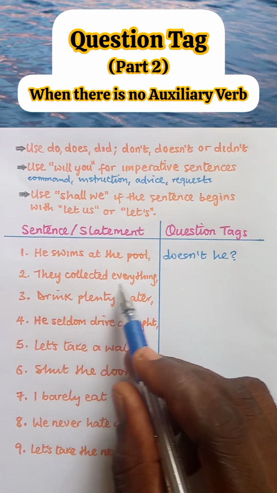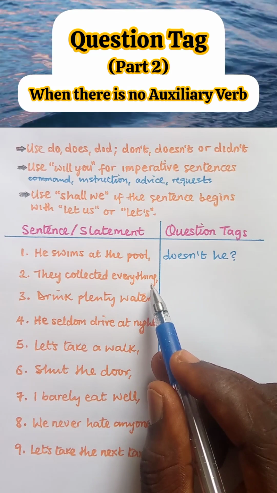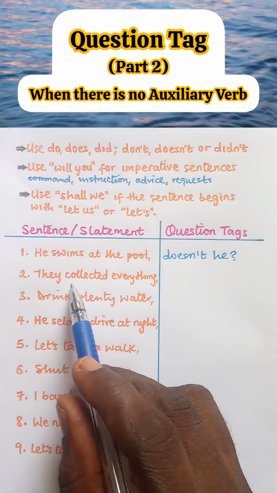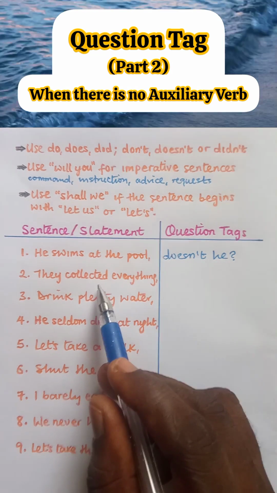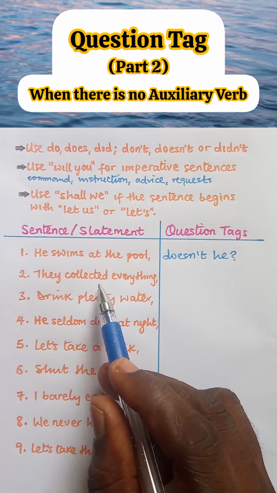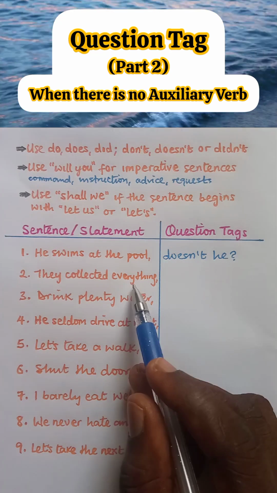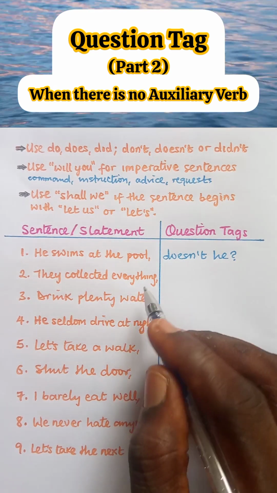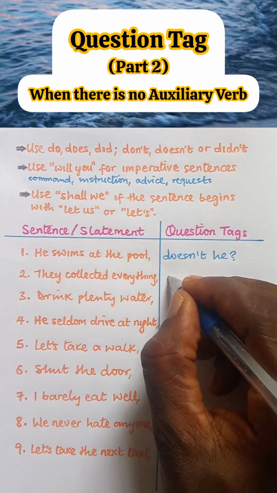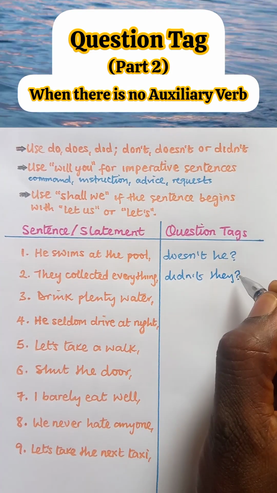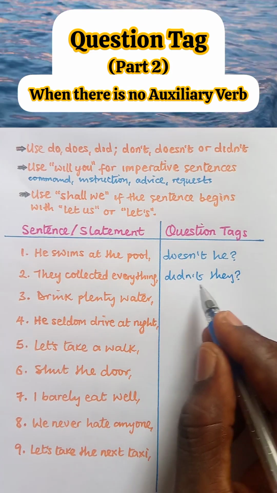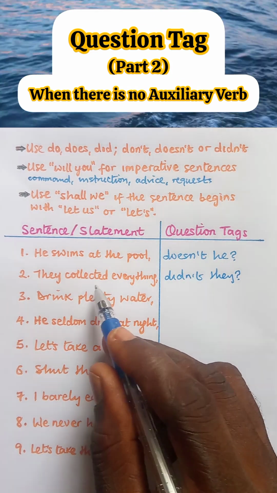Number 2, they collected everything. The verb here is collected, which is past tense, and the statement is positive. So our question tag should be negative. They collected everything. Question tag. Didn't they? The question tag is negative because the statement is positive.